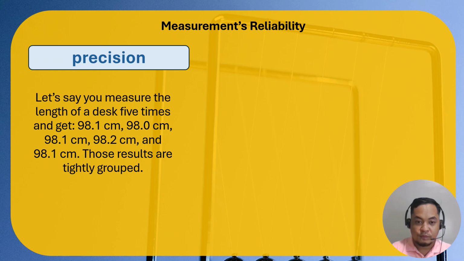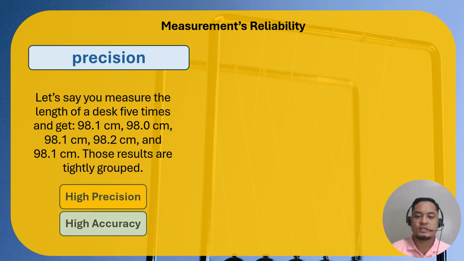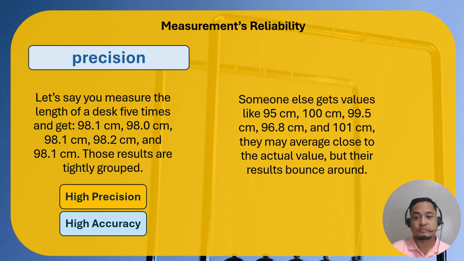98.1, 98, 98.2. And of course, since you measured it 5 times and you got these close values, it means that this is also high in accuracy, because you keep on measuring and these results are closer to 98 if you get the average. So this situation depicts high precision and high accuracy.